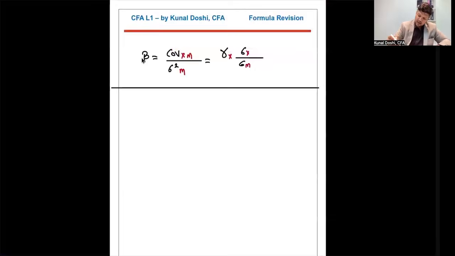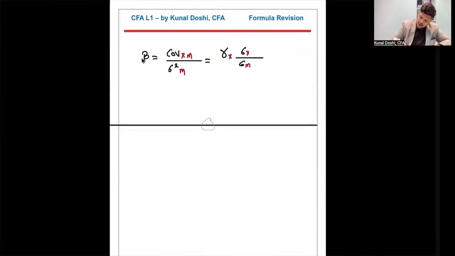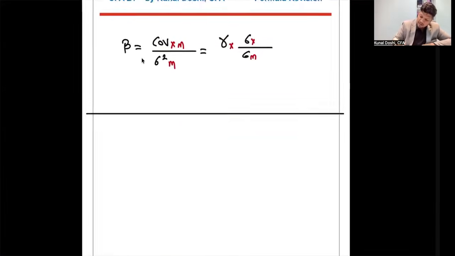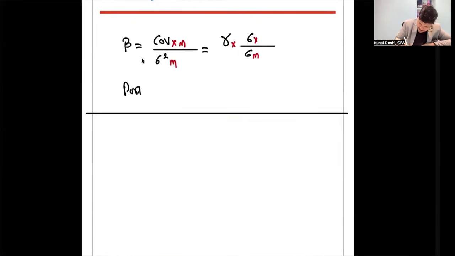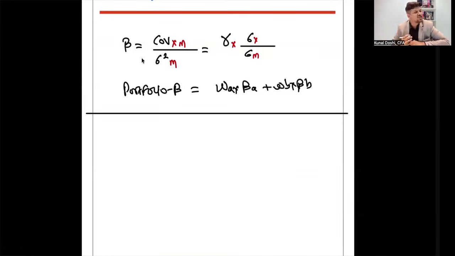What is the most important? Before I go ahead, first of all, like portfolio duration, what is portfolio beta? Yes, tell me, what is portfolio beta? Simple, weighted average: weight of A times beta of A, weight of B times beta of B. Simple, like portfolio duration or weighted average return, right?